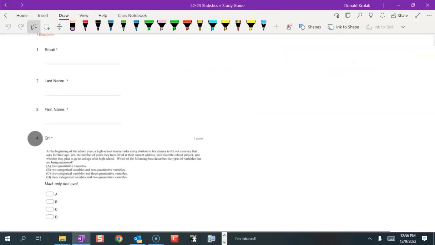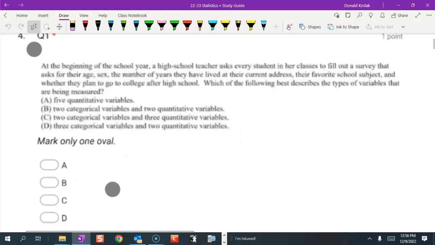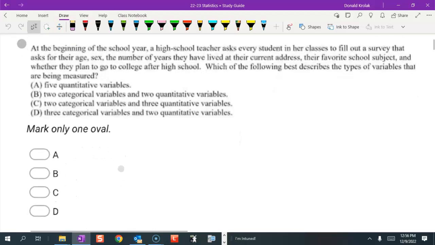So at the beginning of the school year, a teacher asks every student in the class to fill out a survey that asks for their age, sex, number of years they've lived at their current address, favorite subject, and whether they plan to go to college after high school. Which of the following best describes the types of variables?